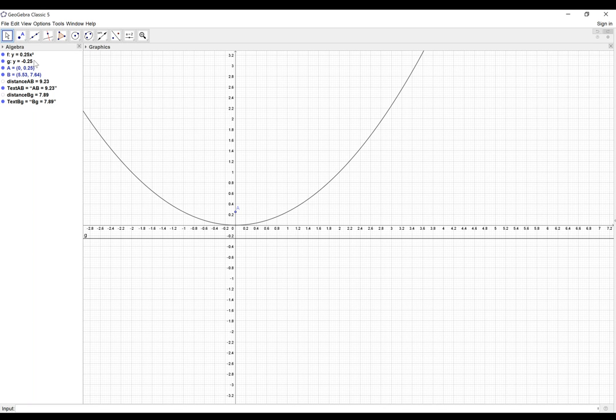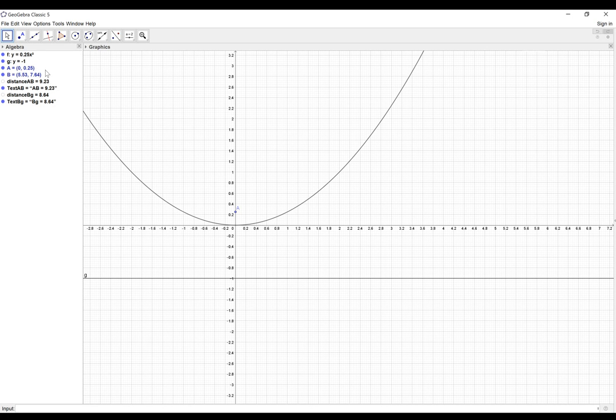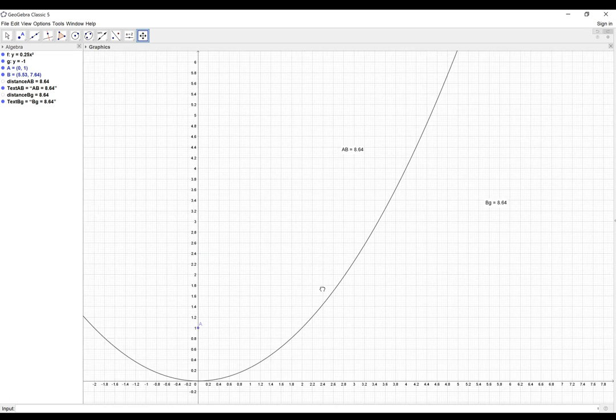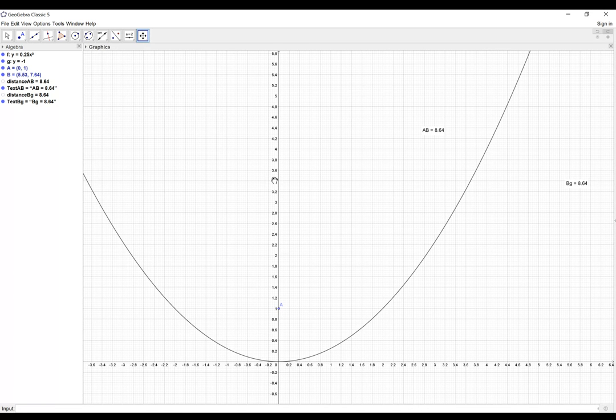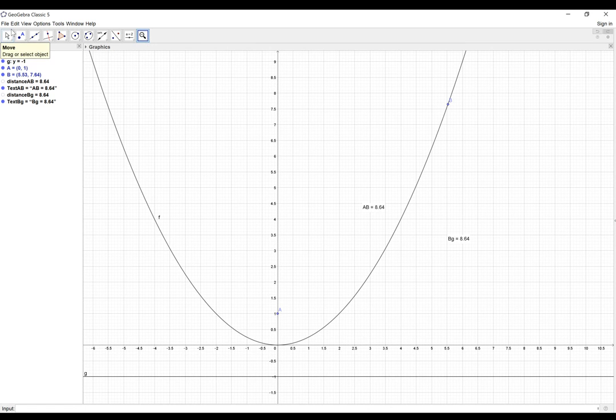If you do that, it turns out that the relevant line is y equals -1, and the relevant point is (0, 1). Now when I look at my distances, let's go find the point really quick. Where did my point go? The distance between, well, you can see the two distances there. There's my point B.